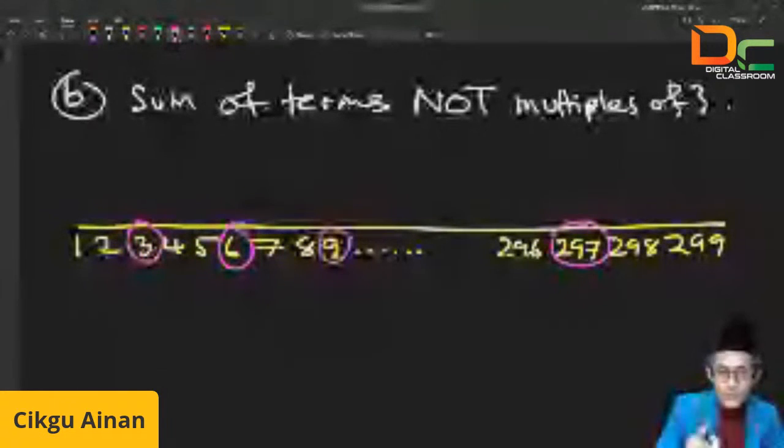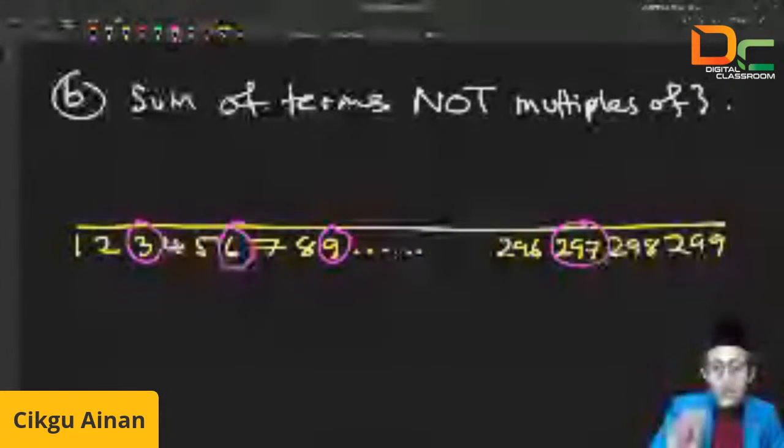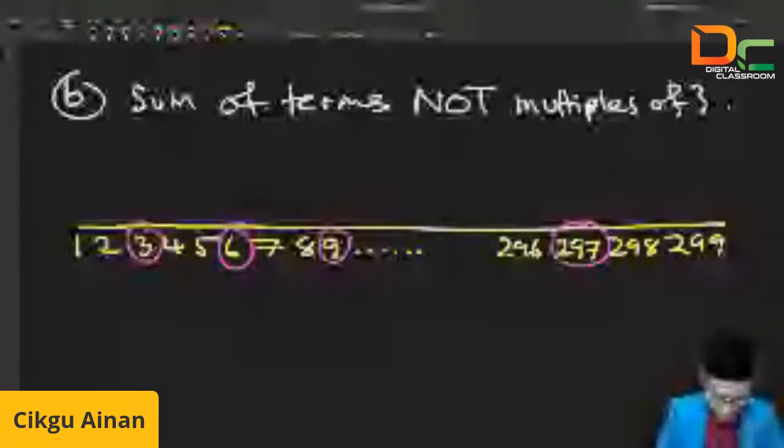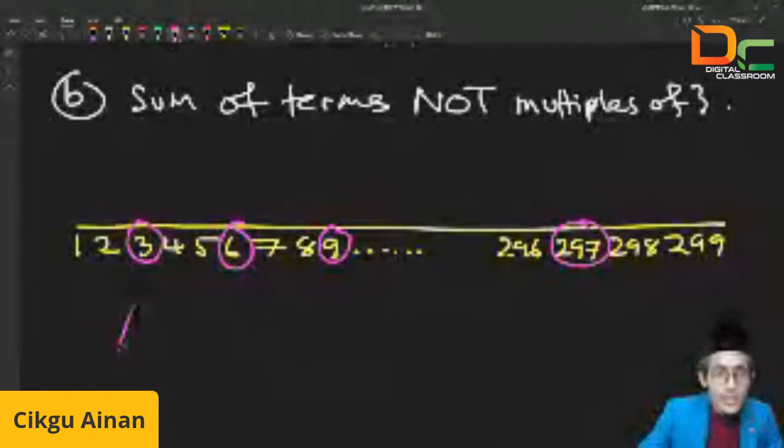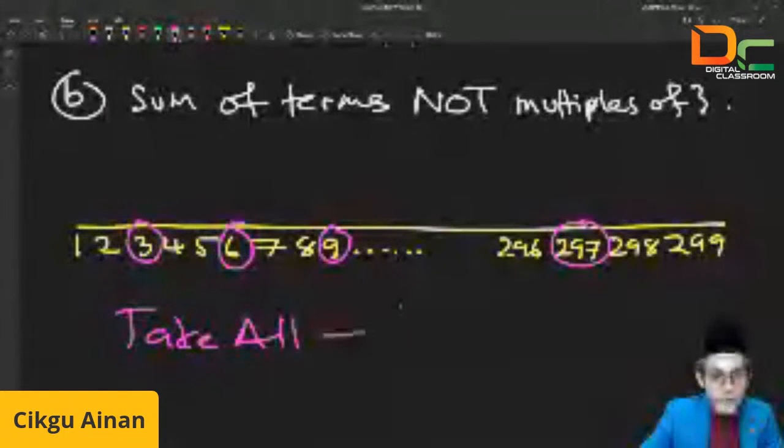This part, however, we are looking for the ones that are not. So how are we going to do that? Remember the first question or the second question? I forgot. The one where I said subtract what we don't want. We use that concept. The concept is we take all, sorry, I write here. Take all, minus what we don't want.